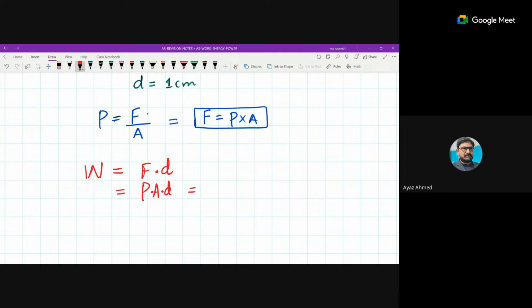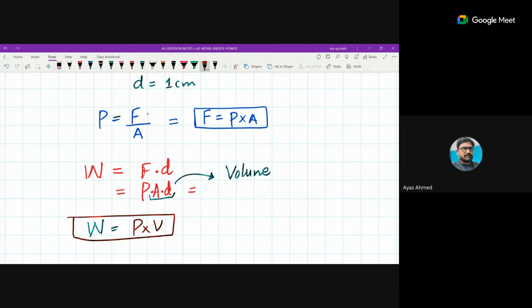So basically the situation here is you have this area into distance. That is actually the volume. Area into distance traveled is basically volume. So work done for a gas is equal to pressure times volume. Remember this thing. We are asked about this question frequently, that work done is equal to P into V.